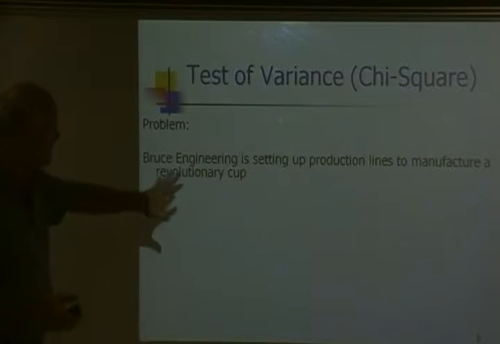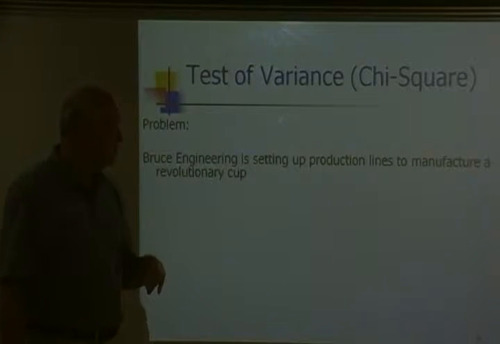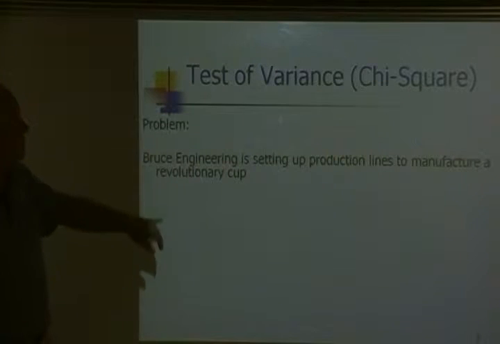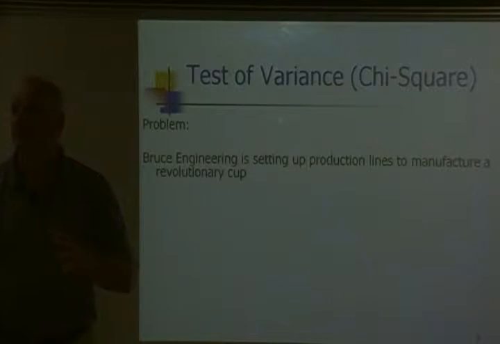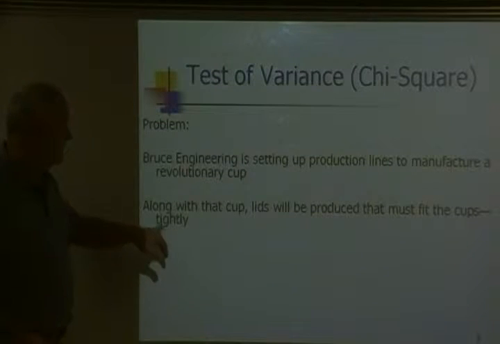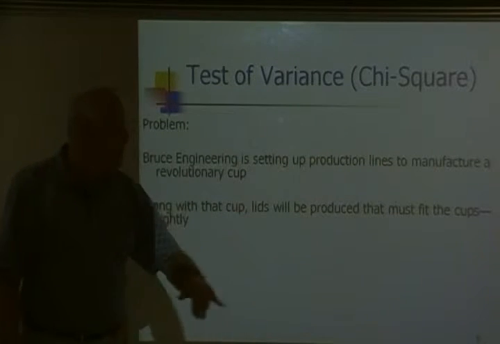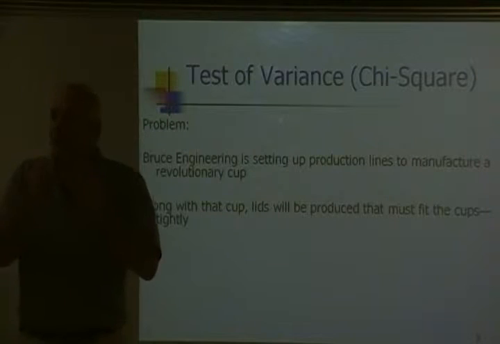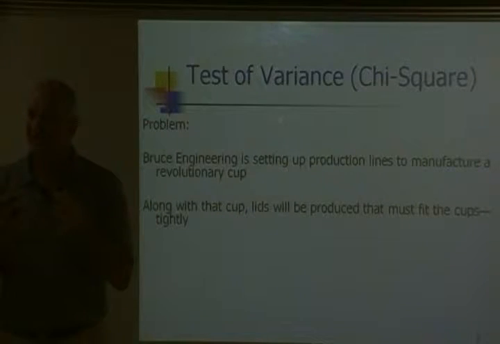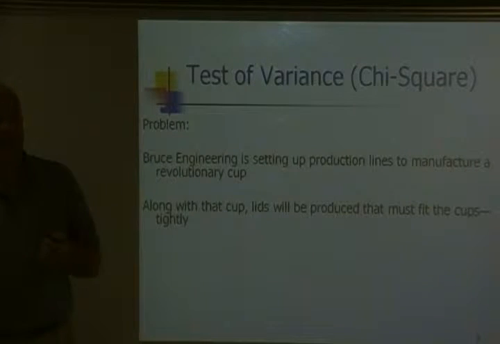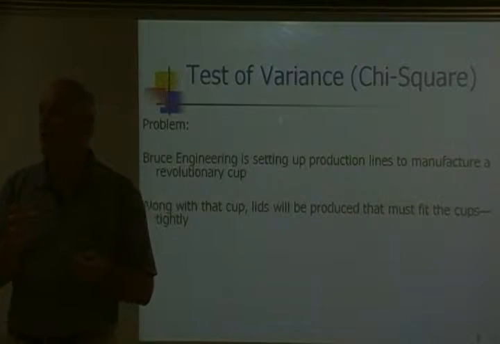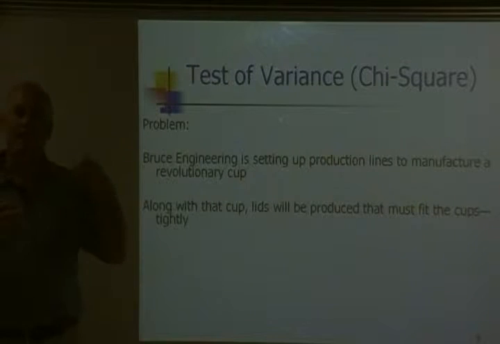So when you look at this case, Bruce Engineering is setting up production lines to manufacture a revolutionary cup. Well, in that cup, lids must be produced to fit that cup. Now, imagine, and a lot of people do, when you drink a cup of coffee, you stop in at some of these mom and pop gas stations, you get a cup of coffee and you grab a lid. Imagine if it came from a line that had huge variability. So at some point, you grab a lid, it won't fit the cup.